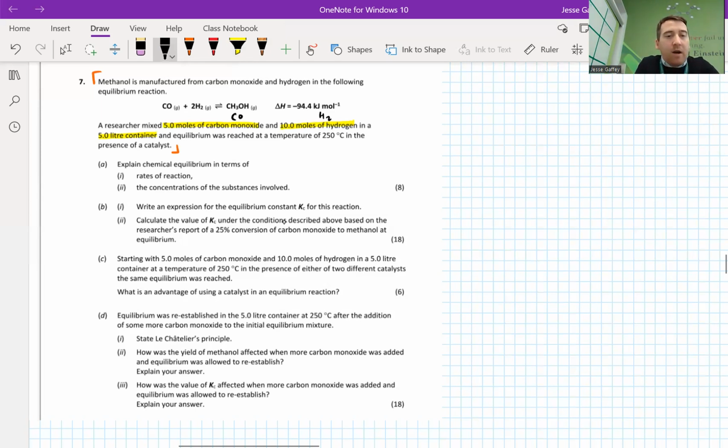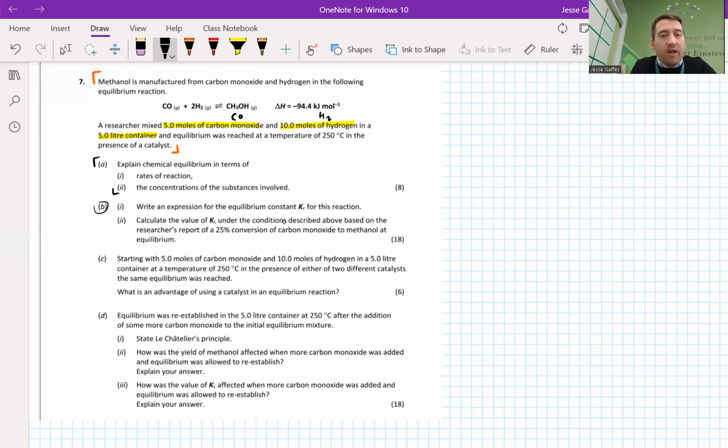All right, let's have a look at part A. Part A is just straightforward definitions for 8 marks. I'm not doing them with you now because we're not focusing on that right now. We've done the definitions, we've done chemical equilibrium, so that's not what we're doing. Part B is where we're interested in, okay?